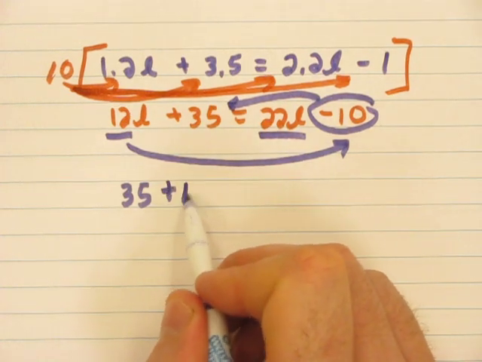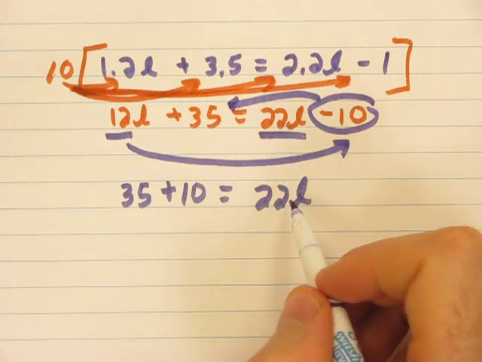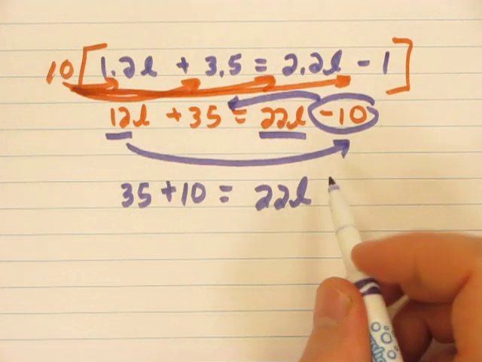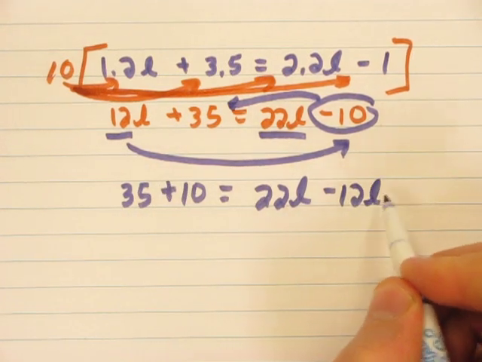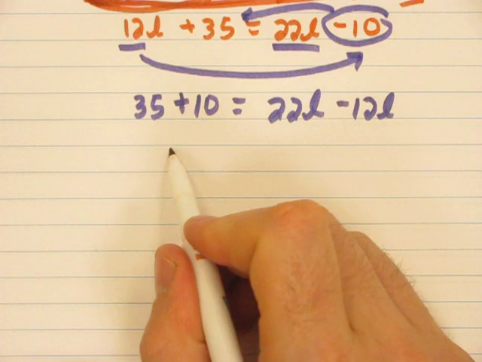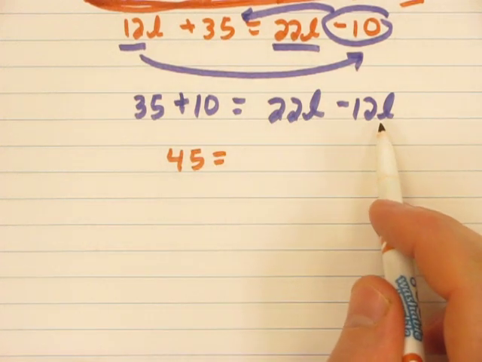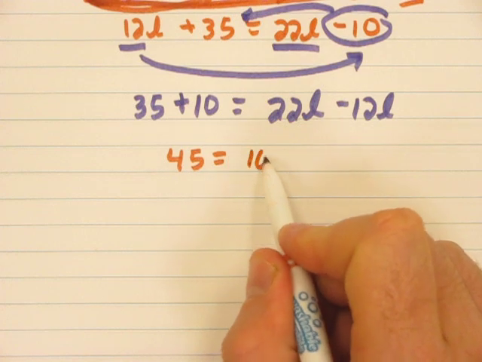My next step would be to write the original term, 35, the migrating term of negative 10 as positive 10, equaling 22L, original term, migrating term, minus 12L. Simplify the problem. 35 plus 10 is 45. 22L, take away 12, is going to be 10L.